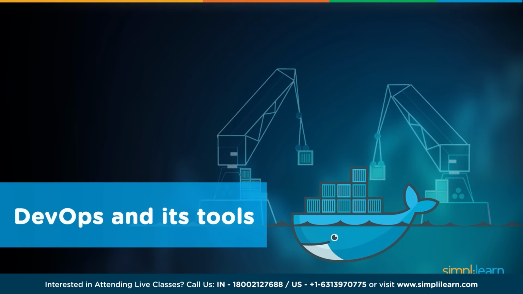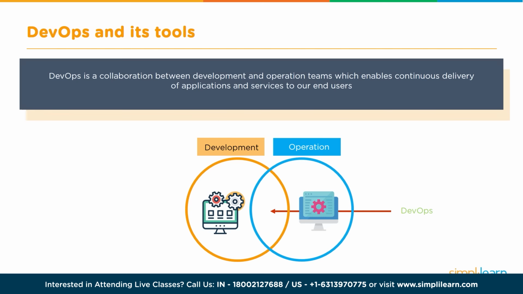So what is DevOps? DevOps is a collaboration between the development team and the operation team, allowing you to continuously deliver solutions, applications, and services that both delight and improve the efficiency of your customers. If you look at the Venn diagram that we have here, on the left-hand side we have development, on the right-hand side we have operation, and then there's a crossover in the middle, and that's where the DevOps team sits.